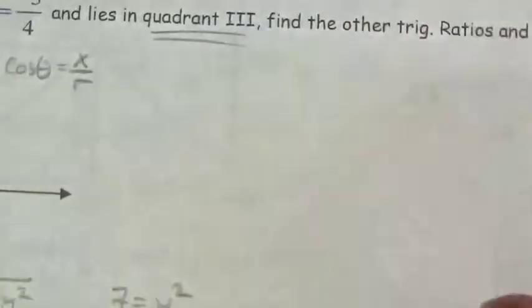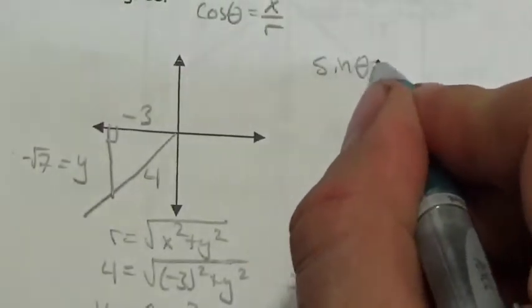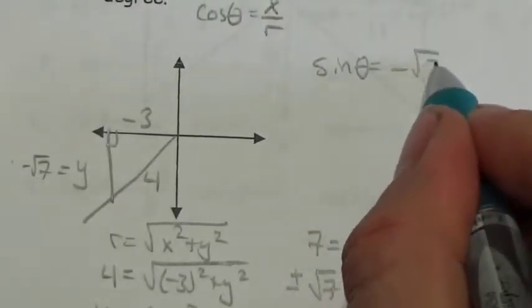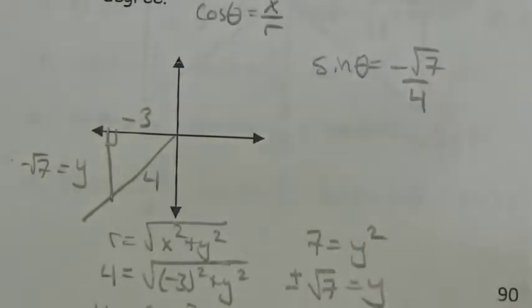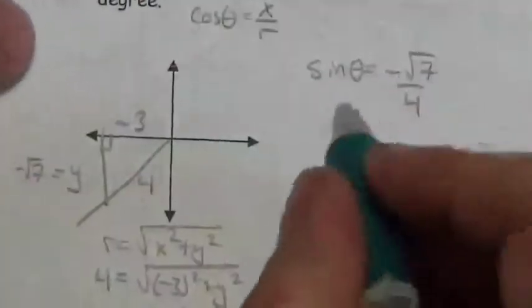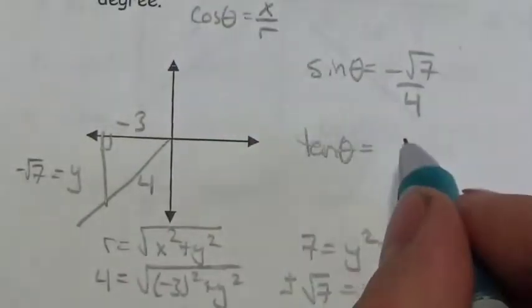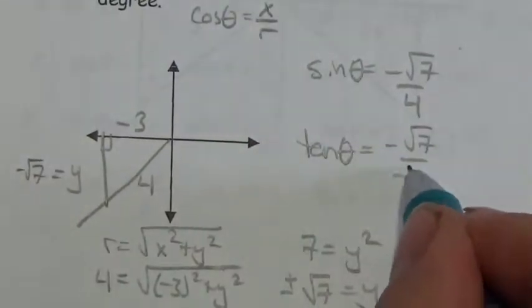Now I can do my sine. I want you to be able to see that when I write this. The sine of theta is going to equal negative root 7 over 4, y over r. And not my cosine, you already know my cosine. It's the tangent that we're missing. The tangent of theta is going to be y over x, so negative root 7 over negative 3.